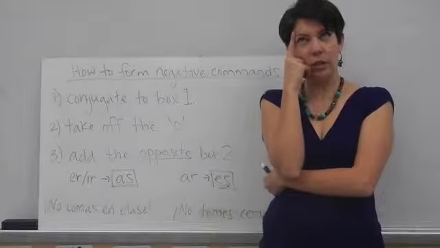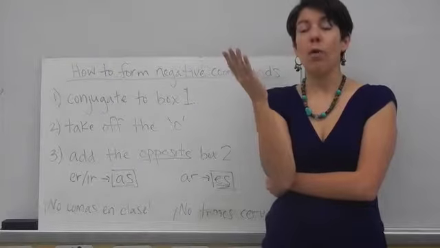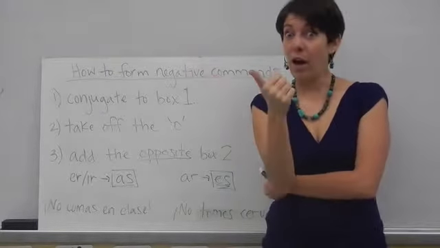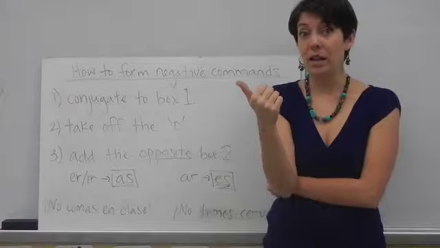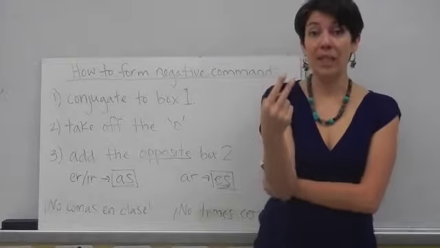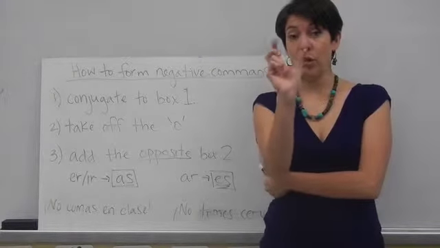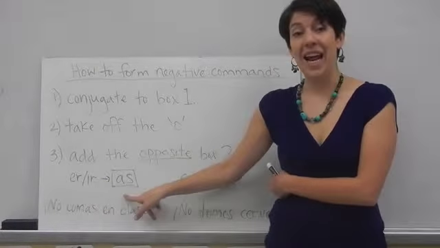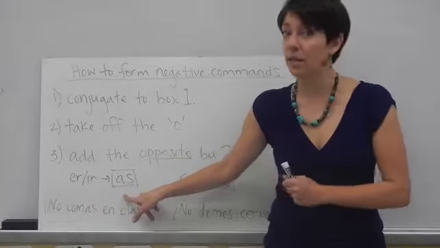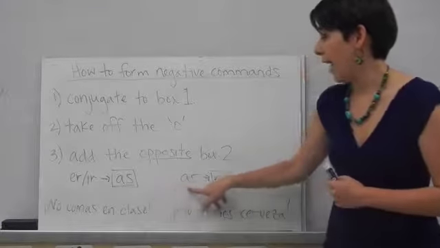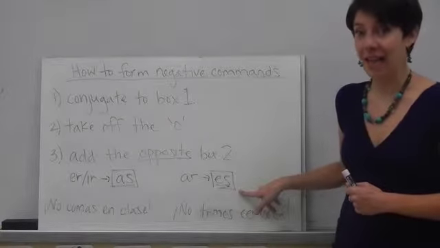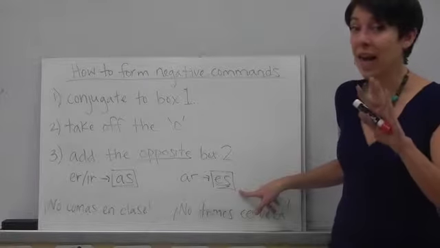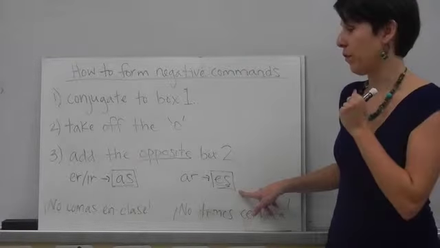Opposite box 2. Señorita McNally, what is that? Well, if you think about box 2, AR verbs go to AS, and ER and IR verbs go to ES. So what you're going to do is flip them. ER and IR verbs are going to get an AS. That's the opposite. That's not what they would normally get. And AR verbs are going to get an ES. They would normally get AS, but we're giving a command, so we flip it.